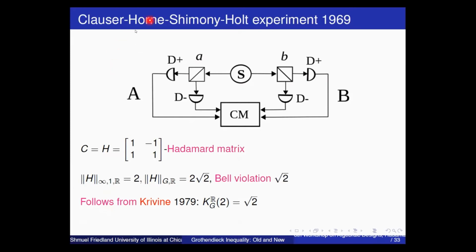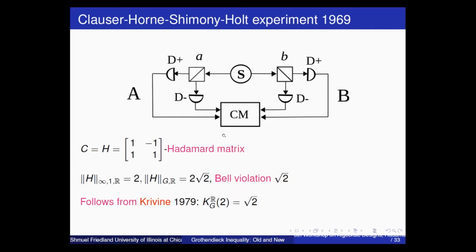Okay. And now let's see. What is the infinity-one norm here? Essentially, you multiply that by a 1 or minus 1 vector, and it's very easy to show it's 2. Now, what is the Grothendieck norm? Okay, I'll tell you later, but the Grothendieck norm of an orthogonal-scaled matrix is the sum of its singular values. The singular values of the 2 by 2 Hadamard matrix are each square root of 2. So it's the Bell violation.